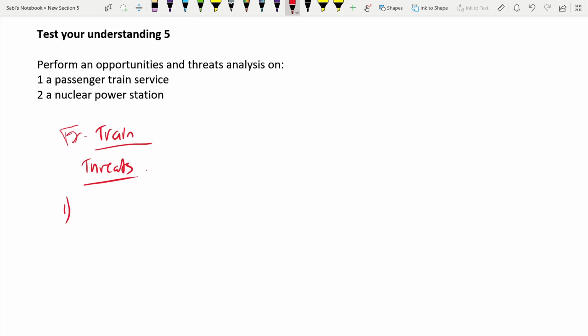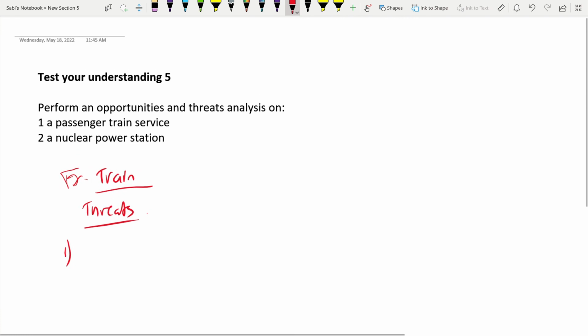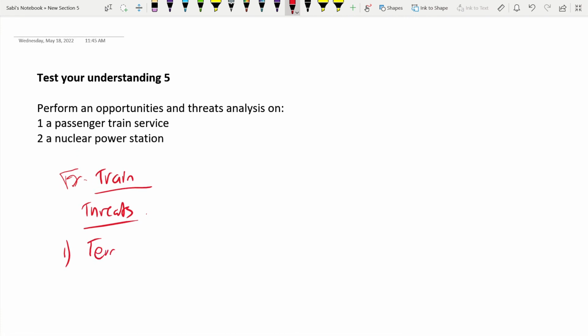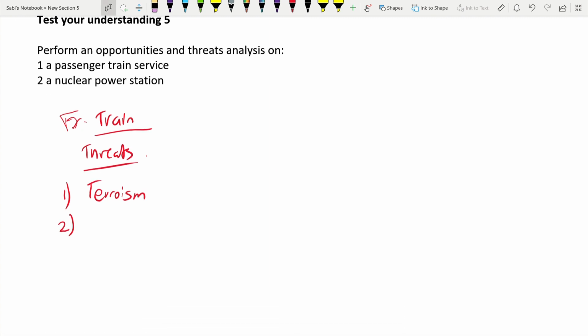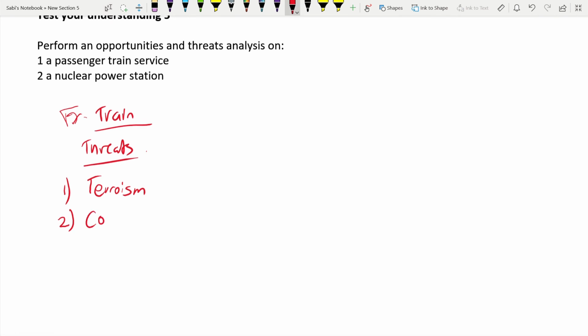Number 1. What could be a threat in a passenger train service? Terrorism. Number 2. Competing services. There are so many passenger train services now, right? So how do you differentiate? There are competing services. Number 3. Underinvestment in the network infrastructure. When you're not investing in the network infrastructure, underinvestment is a threat.